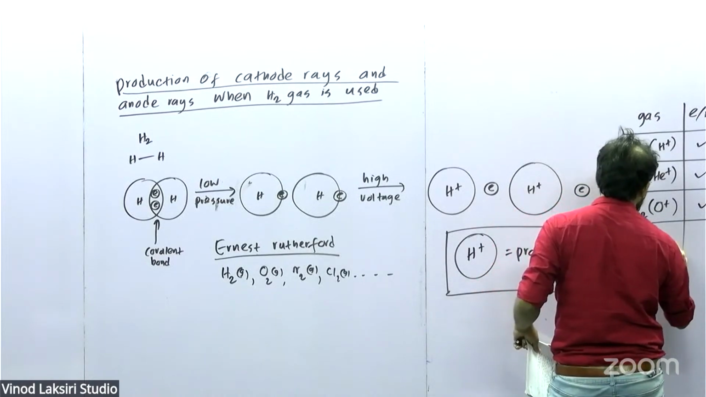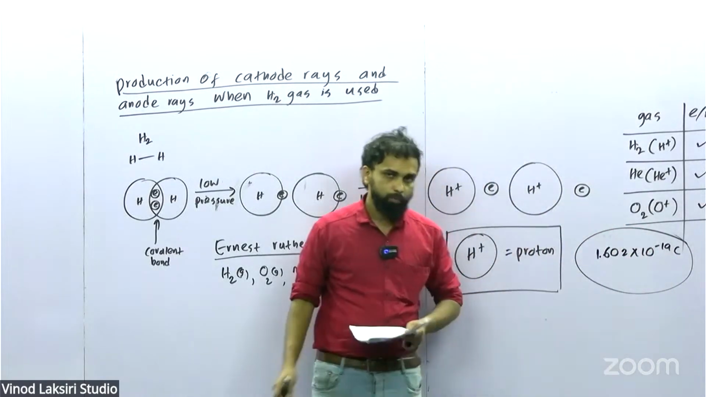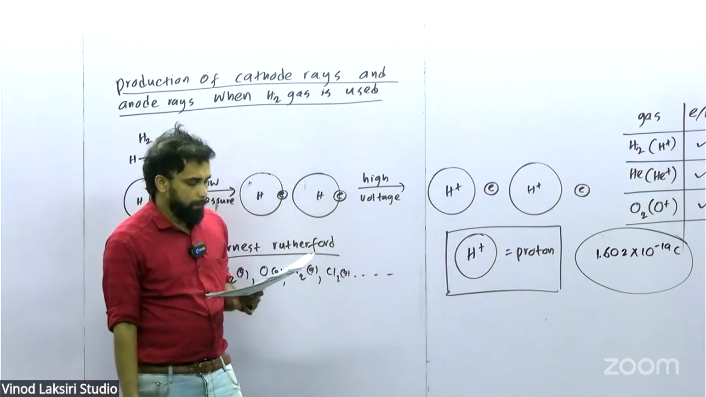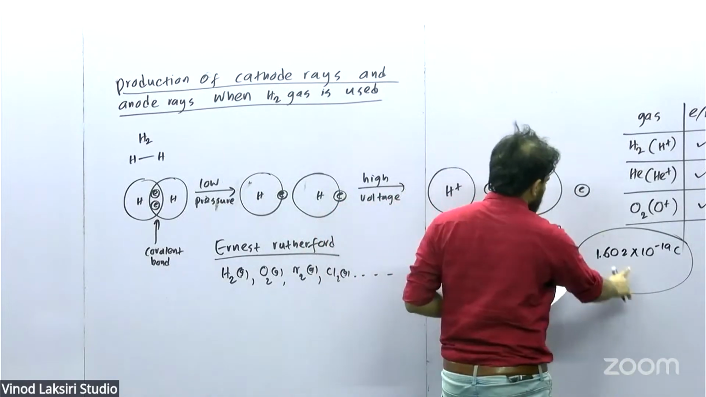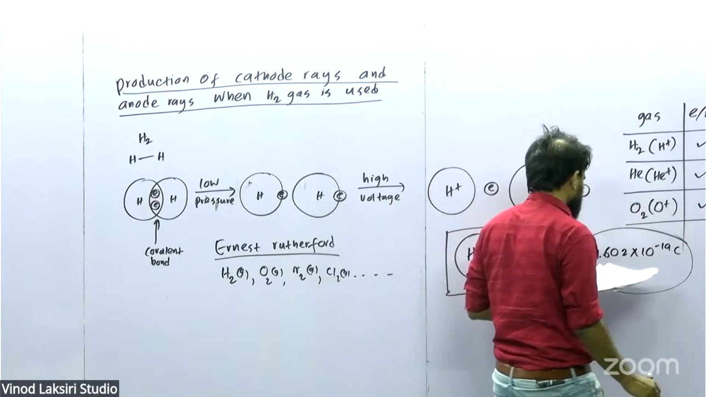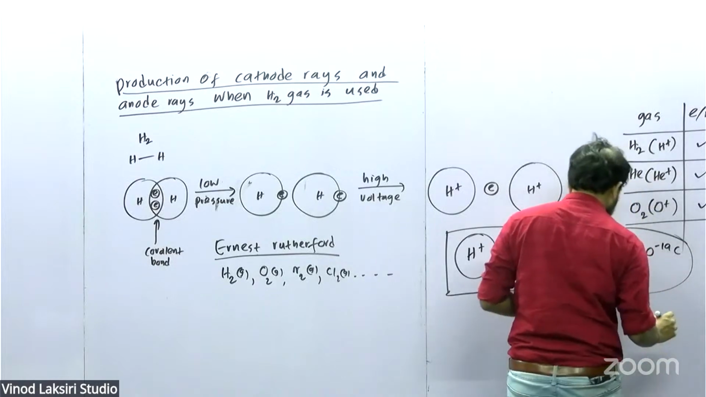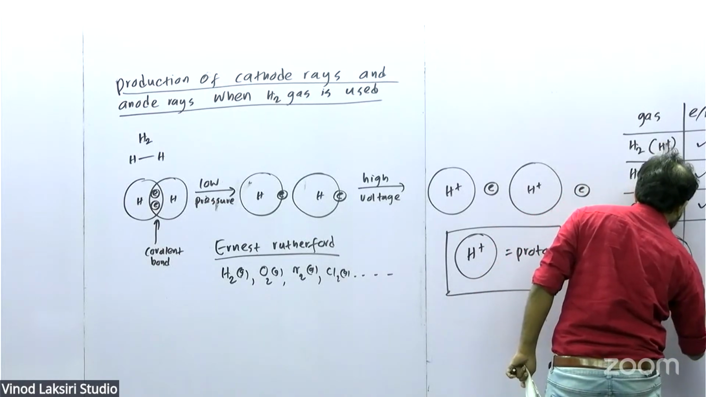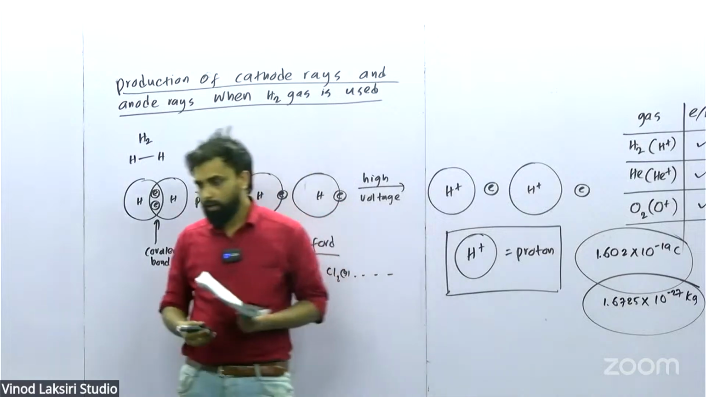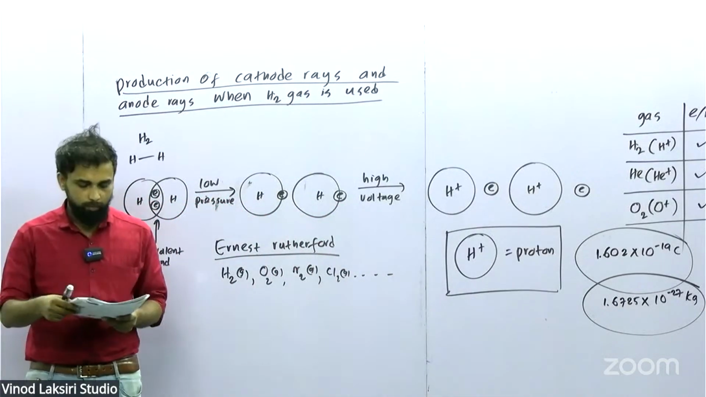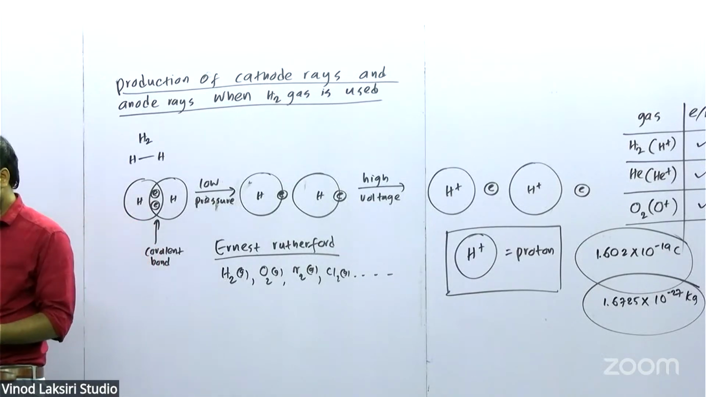So this H plus is a proton, and the charge of a proton is 1.602 × 10 to the power minus 19 coulomb. That means the magnitude is the same as the charge of an electron, but the difference is that the charge of a proton is plus, and the charge of an electron is minus. The mass of a proton is 1.6725 × 10 to the power minus 27 kilogram. This is the experiment used for the discovery of the proton, right? Now we can write down the note.